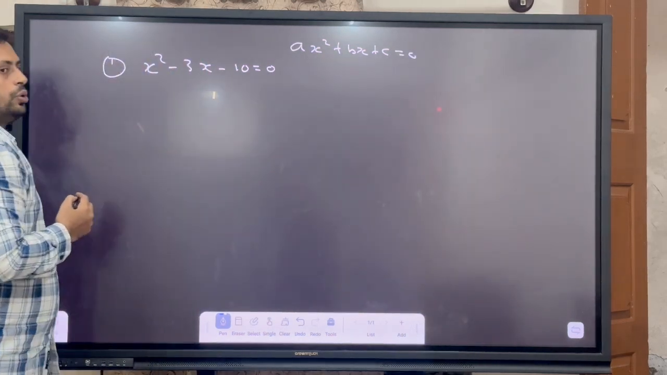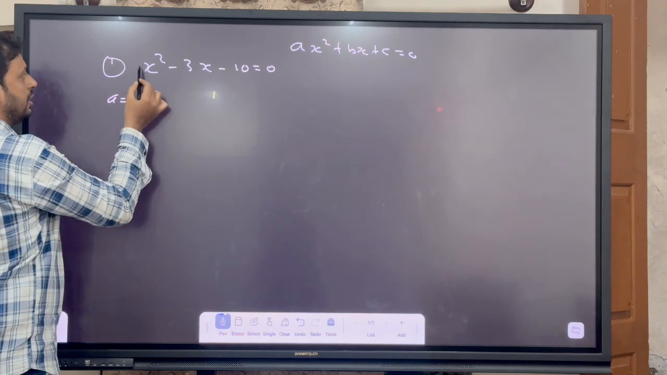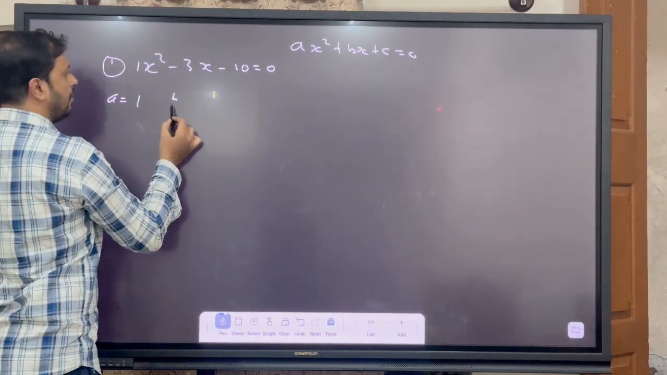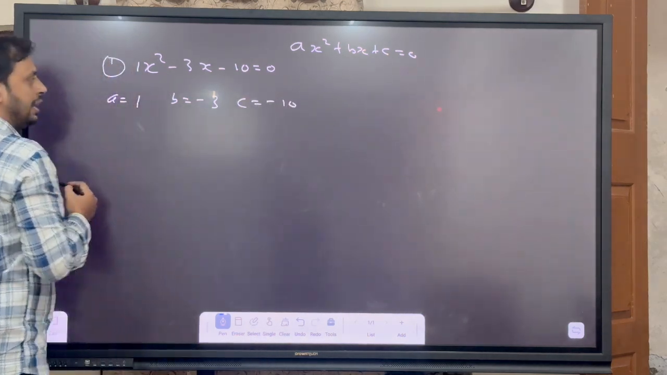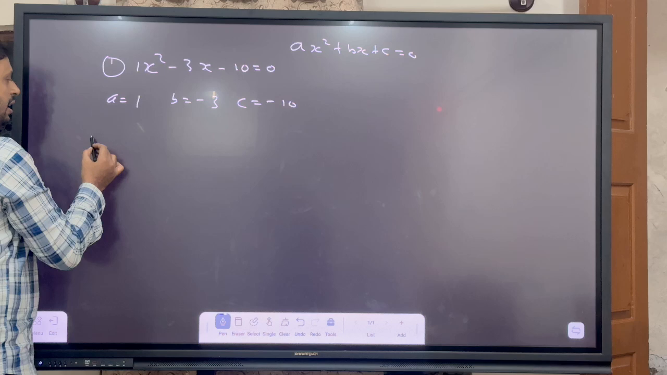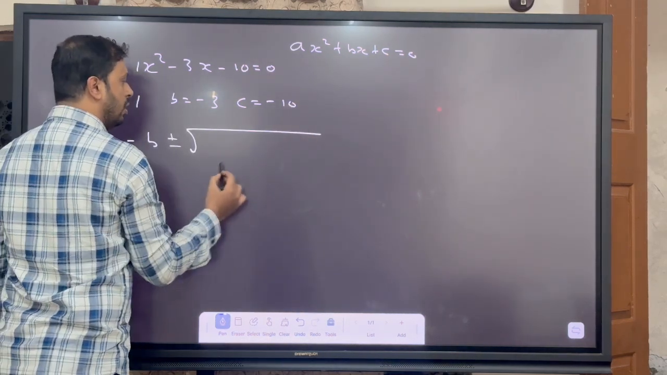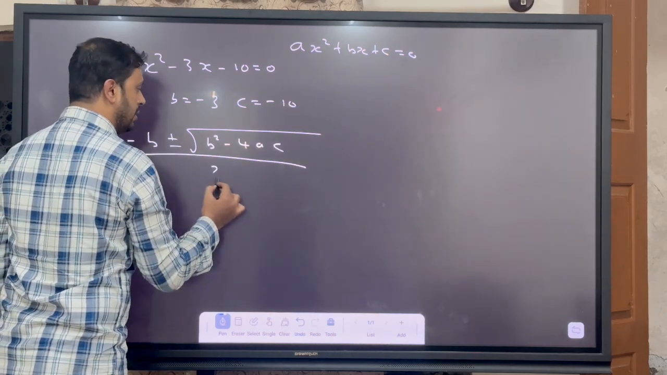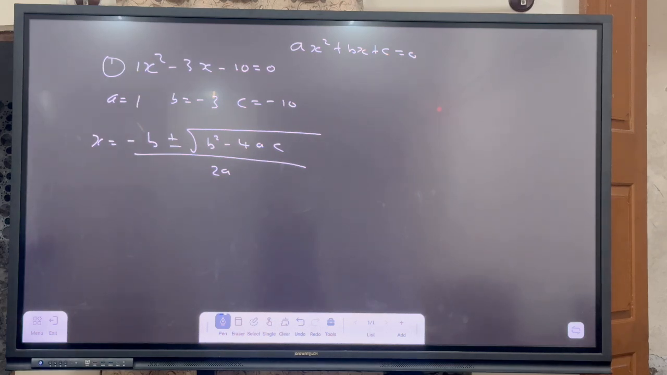Now comparing the coefficient of x square, we have a is equal to 1. If nothing is there, we will consider it as 1. So b is equal to minus 3, c is equal to minus 10. After writing a, b, c, we will write down the formula: x is equal to minus b plus or minus root of b square minus 4ac divided by 2a. First step is writing a, b, c. Second step is writing the formula.